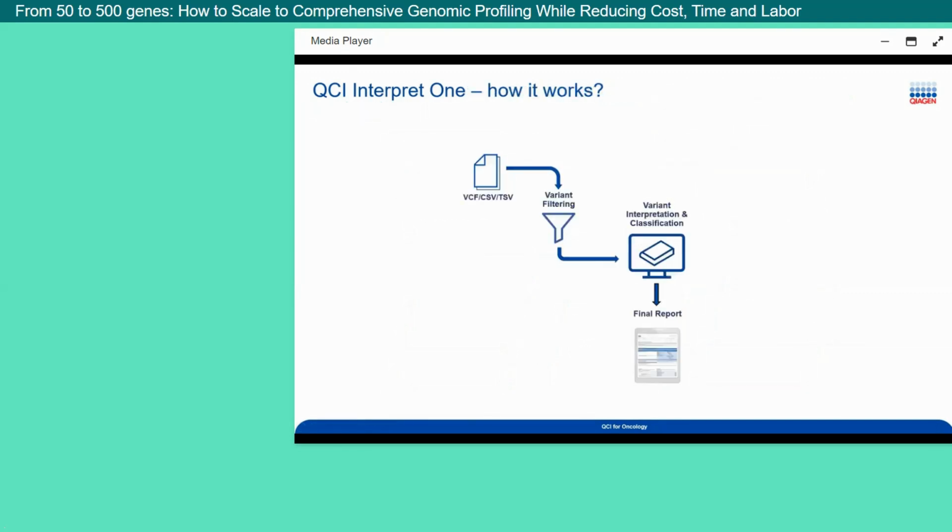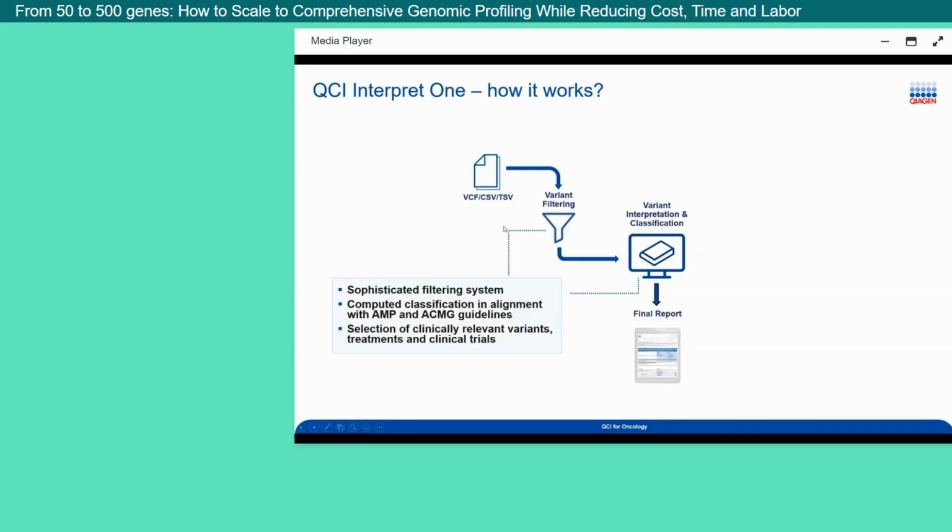At a high level, how do you generate reports using QCI Interpret One? There are different data file imports. The most commonly used data file import that we prefer is the VCF file, which can minimally be contextualized with the patient's disease type, and that allows for accurate display of disease-specific content. So in the first step, the variants are prioritized based on the most clinically relevant variants.